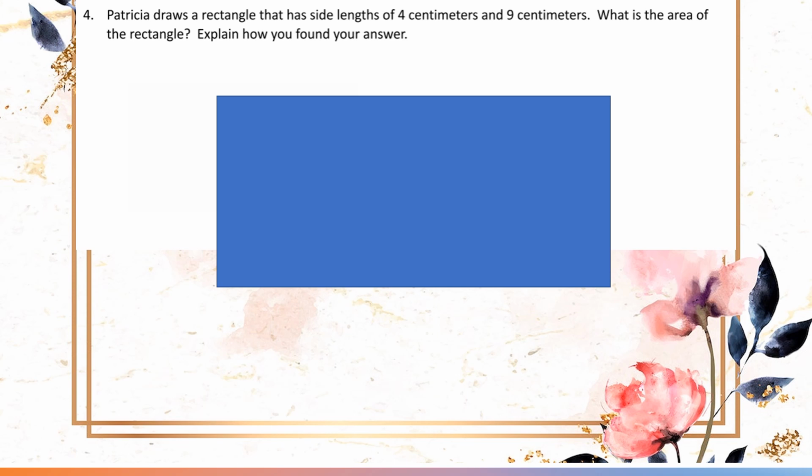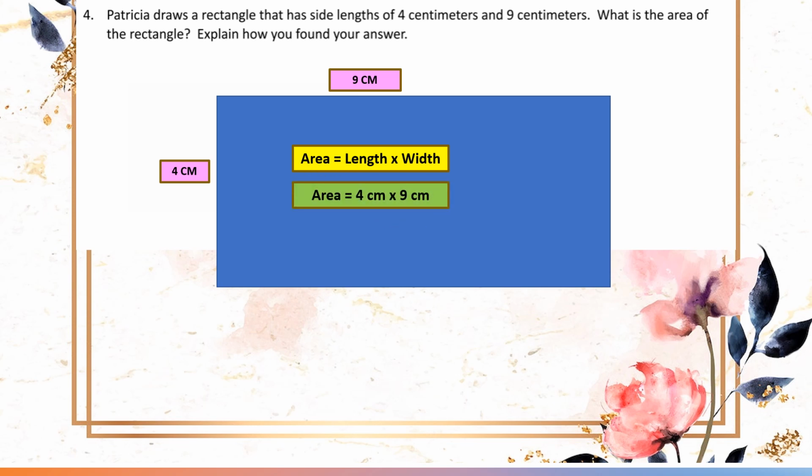Now, it says that we're going to have side lengths of 4 centimeters and 9 centimeters. So my length, my short side, is going to be 4 centimeters, and my width, the longer side, is going to be 9 centimeters. And how do we find area? Area is length times width. Okay, so I'm going to go ahead and plug in my numbers in my area formula, or my area equation. So area equals 4 centimeters times 9 centimeters.